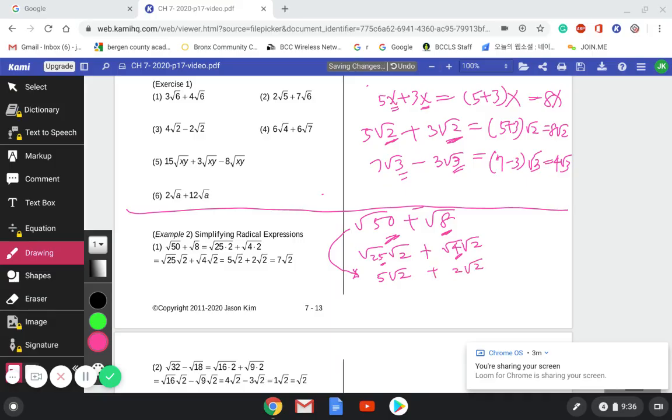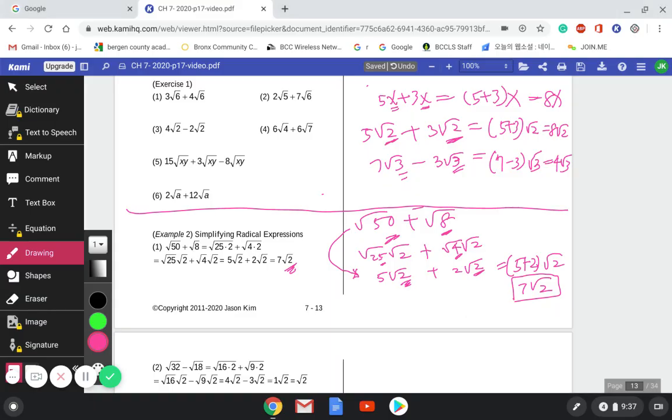So even though square root of 50 plus square root of 8 doesn't look like they are like terms, when you simplify them into radical 2, now you have like terms. So you end up with 5 plus 2 square root of 2, which is 7 radical 2, or 7 square root of 2. So being able to simplify them is very important.